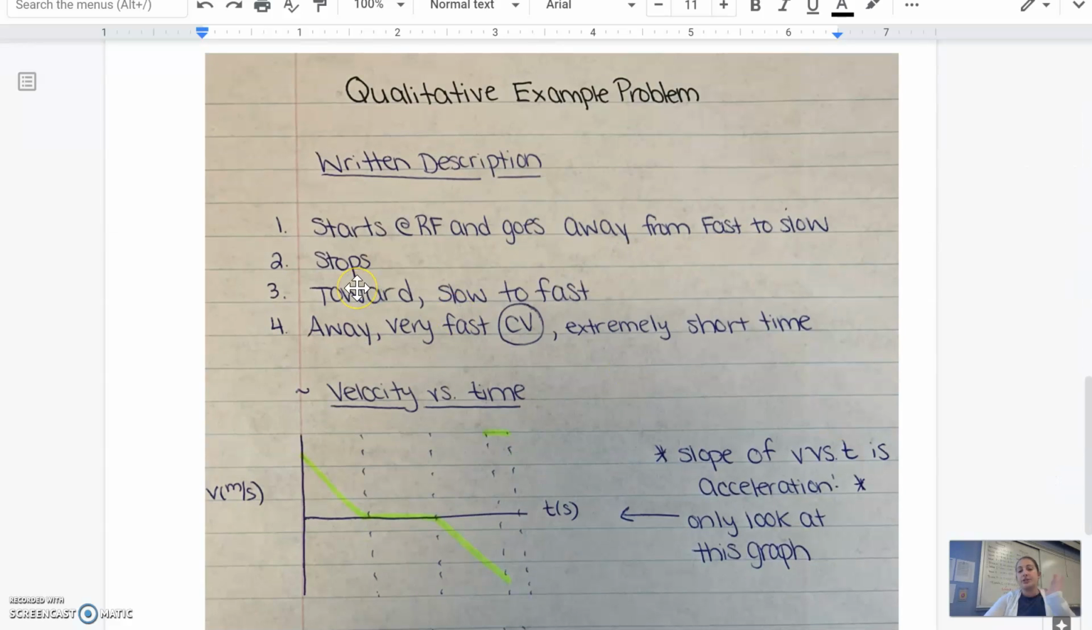So the object starts at the reference point, goes away from fast to slow, then it stops, then it goes towards from slow to fast. And then this last part, we want to say, yes, we're going away very quickly, and we're going away at that constant velocity. You do have to indicate the type of motion.